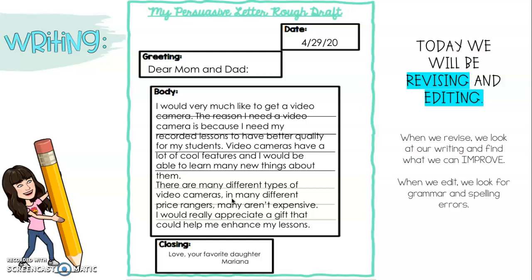So now that I have shown you how I have improved and revised my letter, I want you to think about how you can add or change to your letter in order to be more persuasive to your parents. Think about how you can try to convince them to buy you whatever it is that you're asking. Attached in Google Classroom, I have put this document once again so that you can revise and edit your letter.